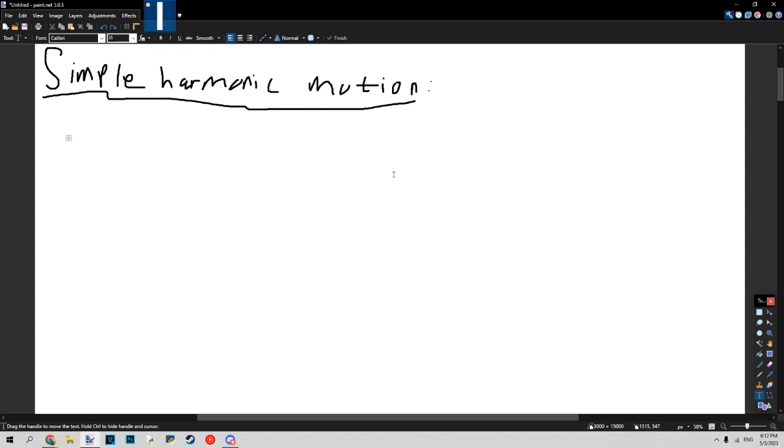What simple harmonic motion is, it's oscillation when the restoring force is directly proportional to the change in the x position, or the change in position from the equilibrium position.